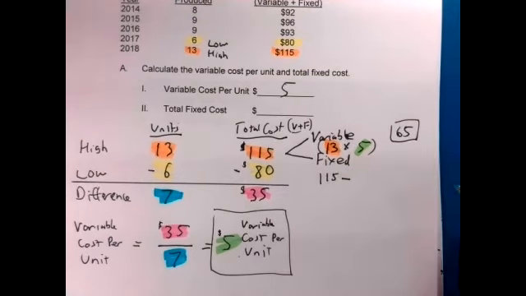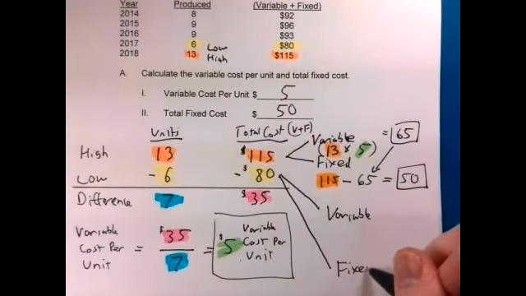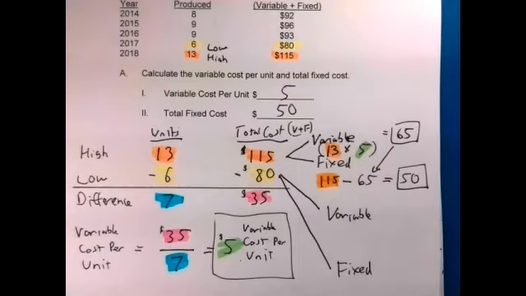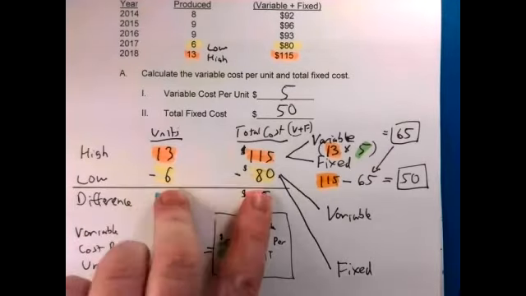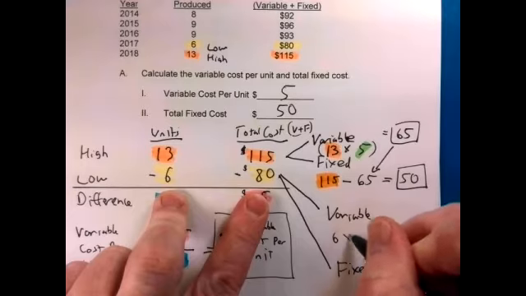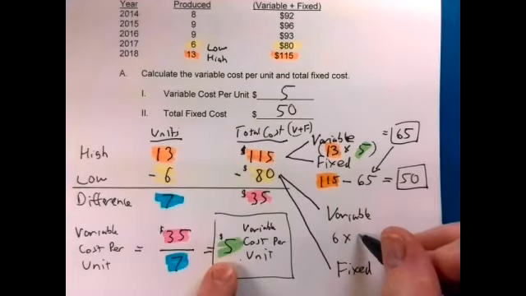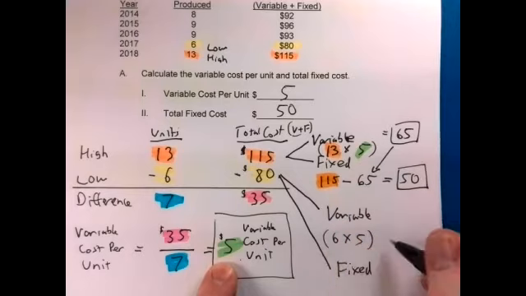Now you can actually check your answer though on this because you can do it for the low also. And I should give myself more room here, but we can probably fit it in. Okay. Well, here for 80 we had 6 units. Each one of those units had a variable cost of $5. So 6 times 5 is what, 30?